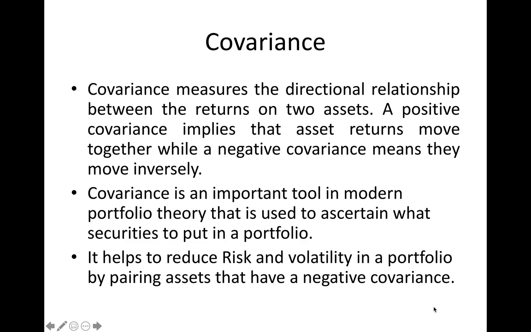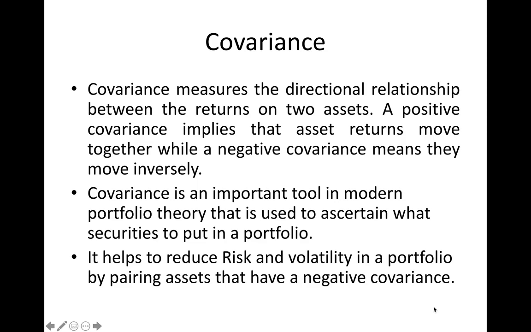We continue from where we left off the last time by looking at the covariance. Now, when we talk about the covariance, we try to measure the directional relationship between the returns of any two assets. When we have a positive covariance, it implies that the asset returns move together, while a negative covariance means that they move inversely, meaning that they move in opposite directions.